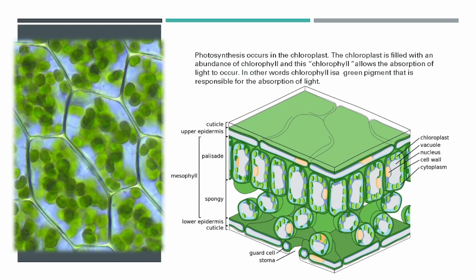But yes, photosynthesis occurs in the chloroplast. The chloroplast is filled with an abundance of chlorophyll, and this chlorophyll allows the absorption of light to occur. In other words, chlorophyll is a green pigment that is responsible for the absorption of light.